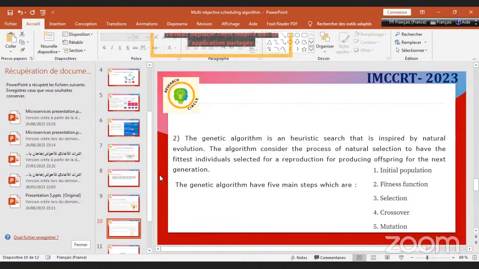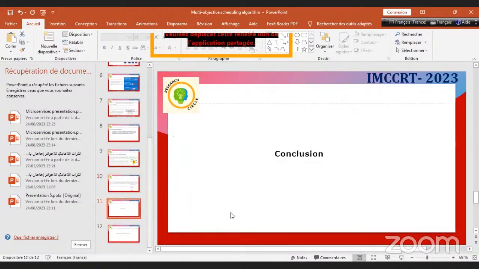This is just a brief explanation of the two algorithms. So I will move on to the conclusion.